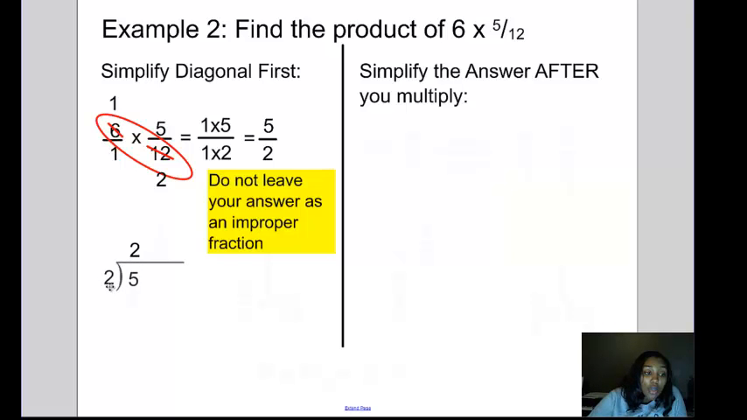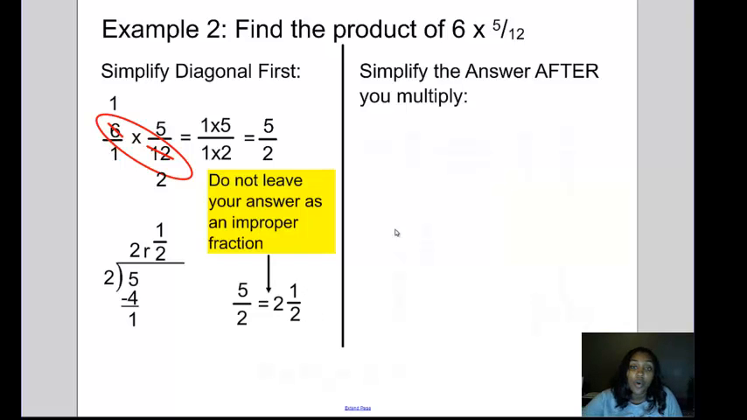And we're first going to see, how many times can 2 go into 5? Well, it goes into 5 2 times. Then we subtract 4 and we get 1. And so then remember, the remainder 1 is actually going to become the numerator of the fraction. And then we put it over the same denominator we started with, which is 2. So what that means is that 5 over 2 would equal 2 1/2. And again, we have to make sure that our fractions are in simplest form.